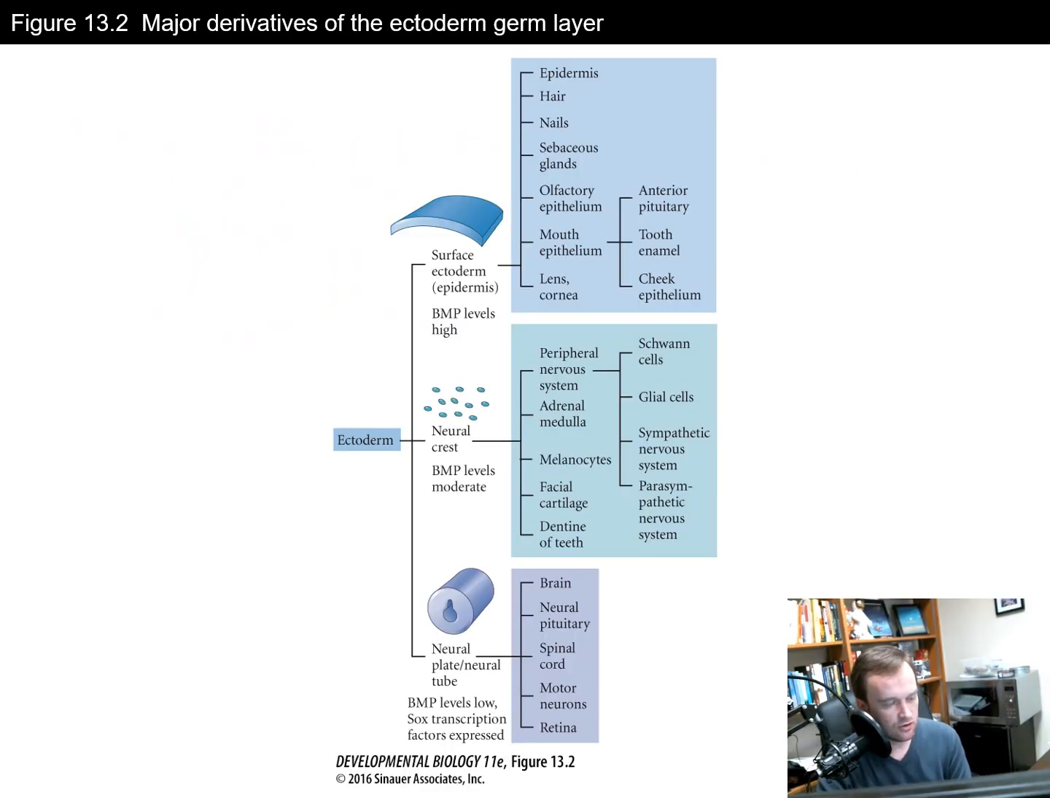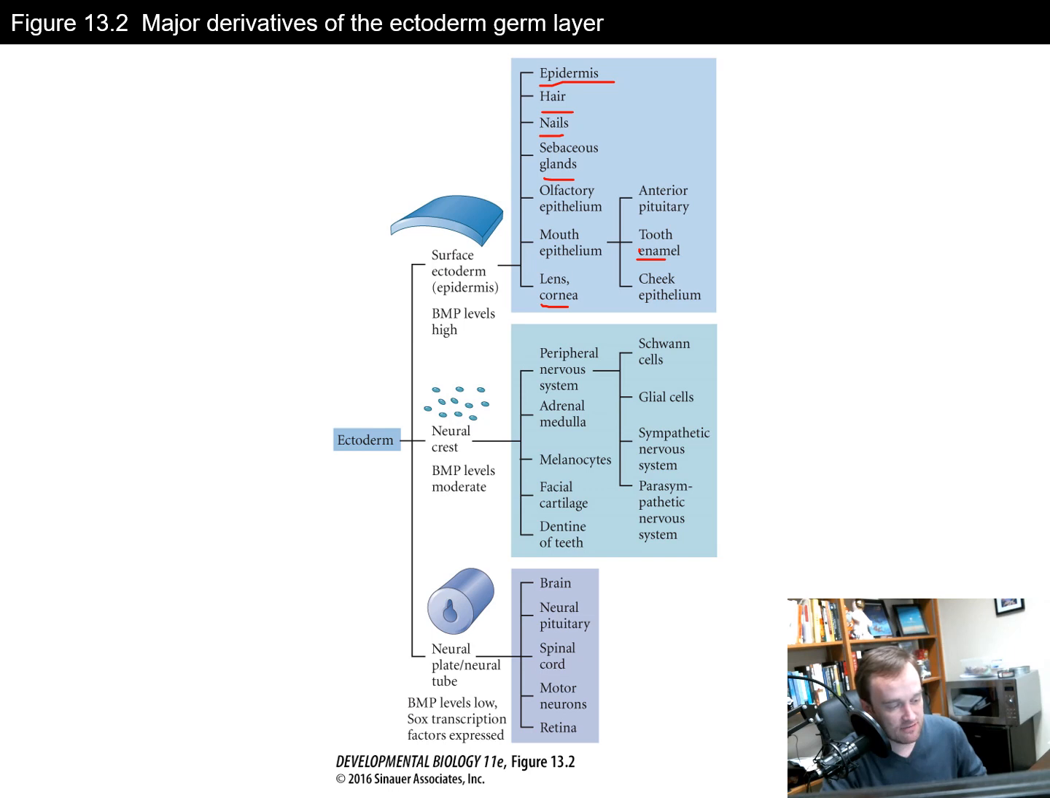So the neural plate and the neural tube, they come from the ectoderm layer of tissue. And there are three real main tissue types that arise from the ectoderm. So we have the surface ectoderm, which is primarily the epidermis. So this includes your skin, your hair, your nails, subcutaneous glands, sweat glands, etc. Your eyes, tooth enamel, etc. So anything on the outside, really.